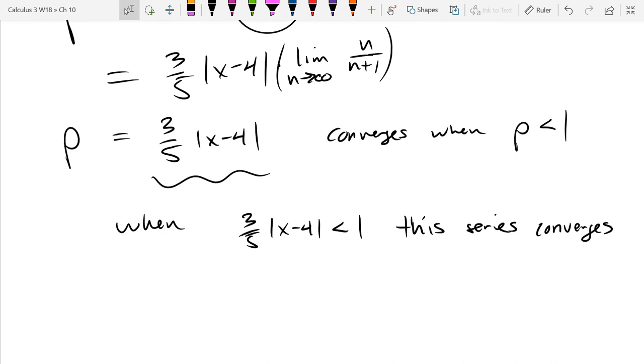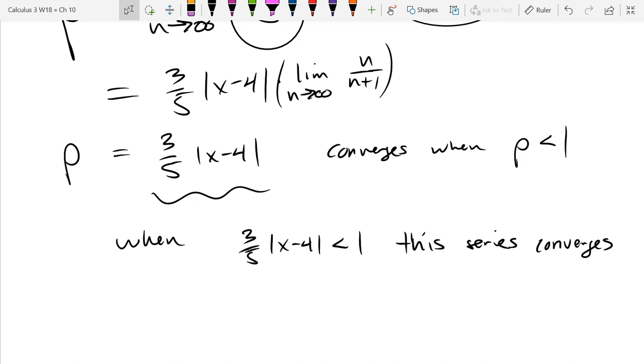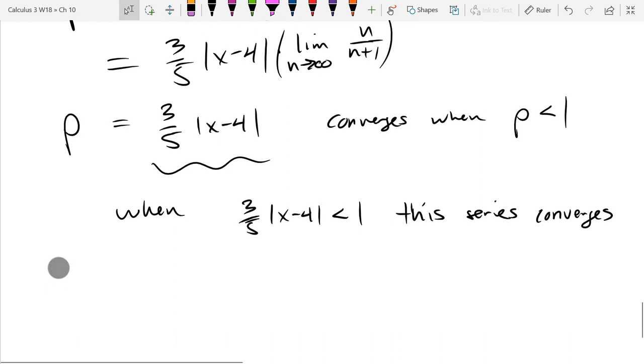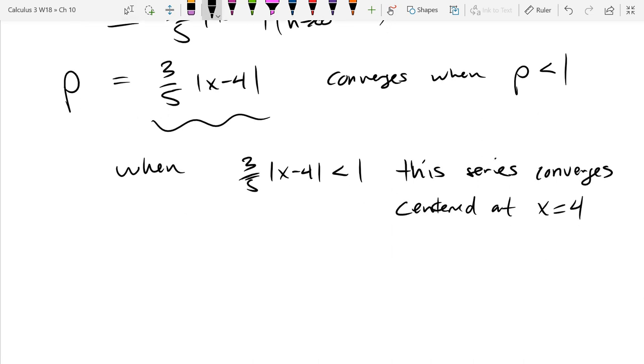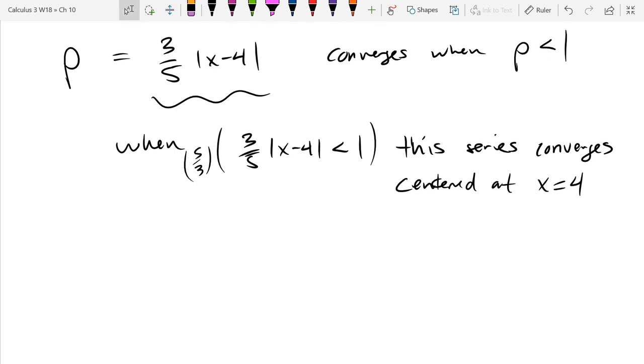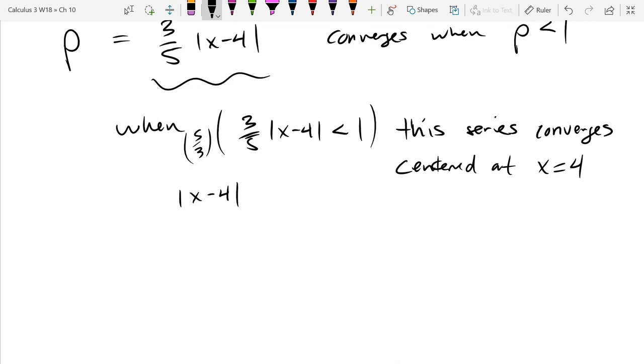You could tell way earlier what x value this was centered at, not centered at 0. What x value is this series centered at? It's centered at 4. And all we're going to do is solve for the absolute value part, that x minus 4 absolute value. So super easy. All I do is multiply by 5/3. You should always be multiplying by a positive number because you're multiplying by things that came out of the absolute value. So if you find yourself multiplying by something negative, you probably messed up the absolute value portion of the problem. So multiply by that. We have x minus 4 absolute value is less than 1 times 5/3, which is 5/3.